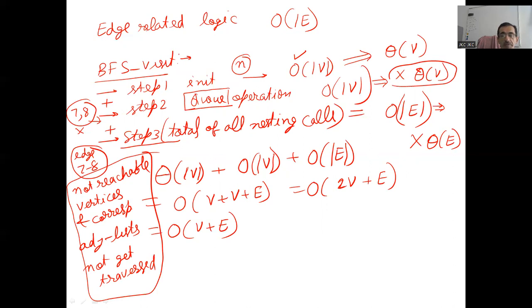So this can be written as theta of V. This has to be O of E. So this is theta of V, O of E. And because now I'm combining, this has to be written as O: O of V plus E.